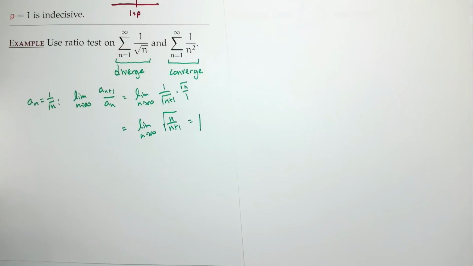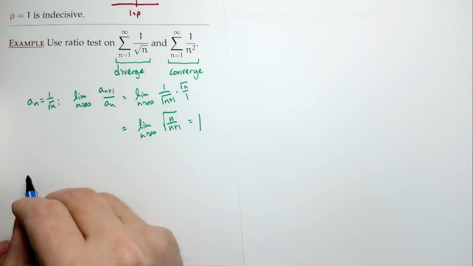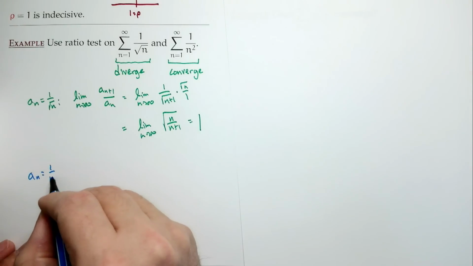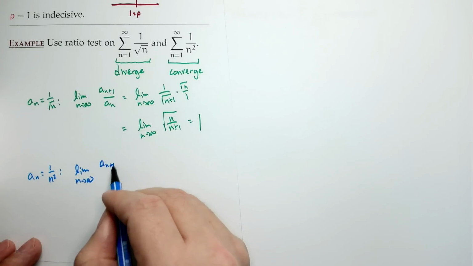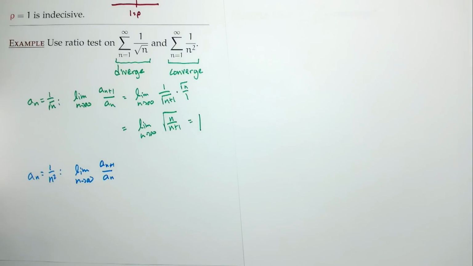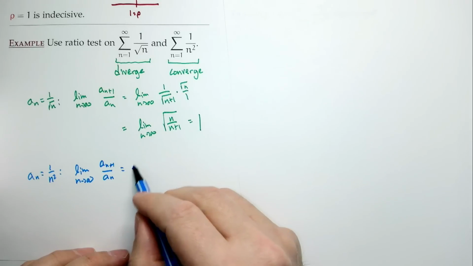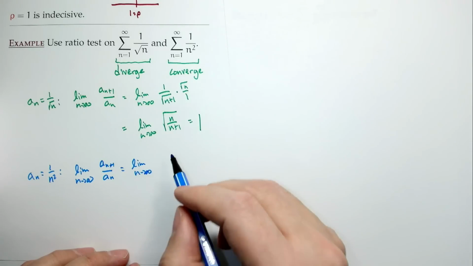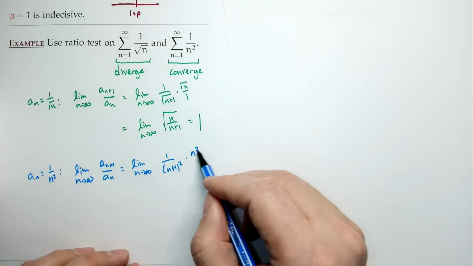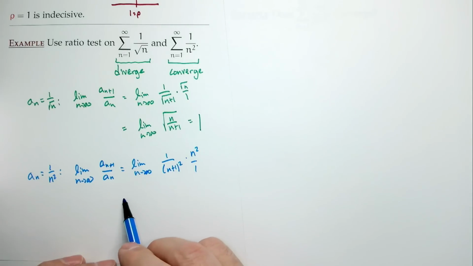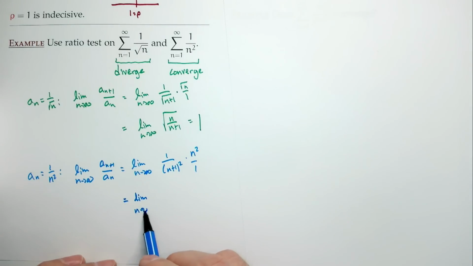And now, if we do the other one, well, we can kind of predict what's going to happen, but we'll do it, right? Because we need the practice, 1 over n squared. So that's the limit, n goes to infinity. Again, look at consecutive terms, a sub n plus 1 over a sub n. All right, well, that becomes the limit, n goes to infinity, of 1 over n plus 1 squared times, flip it over, n squared over 1. So this is the limit, as n goes to infinity, of n squared, and downstairs it's really n squared plus 2n plus 1.